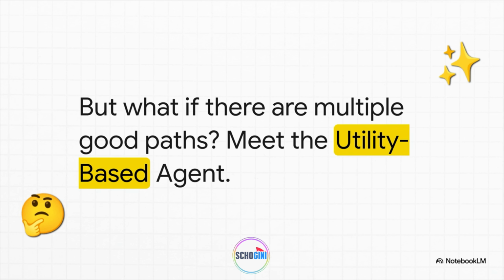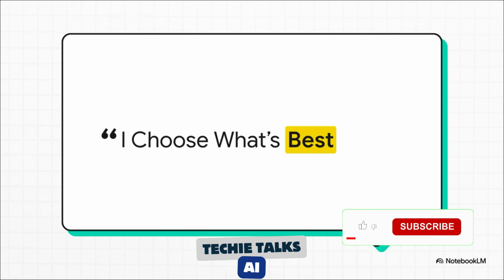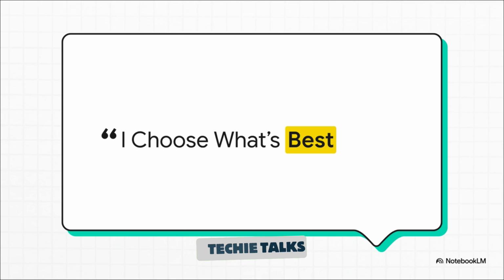For that, we need to climb one more rung to the utility-based agent. This is where the AI levels up from just finding a good path to finding the best path. Utility-based agents are all about optimization. They don't just ask, will this work? They ask, what's the most desirable outcome for me? They're designed to find the most useful, the most valuable solution.